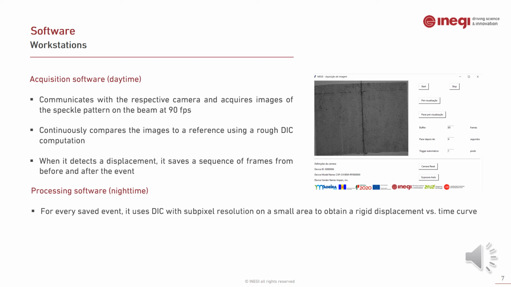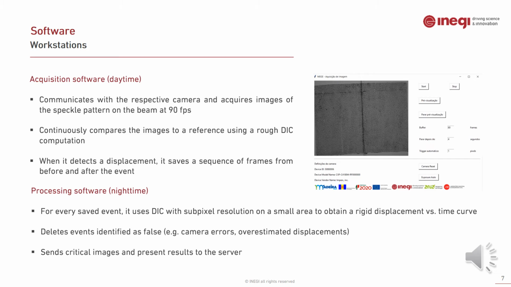And then during the night time, it goes through every saved event using a more careful DIC algorithm with sub-pixel resolution on a small area, obtaining its rigid displacement over time. At this point, if it detects that this was not a true event and the displacement came from a camera error, or that the displacement was overestimated by the rough algorithm, it will delete that event, and otherwise it will send it to the server, and it will send the data it processed as well as the image of the most critical point, the point with the highest displacement.